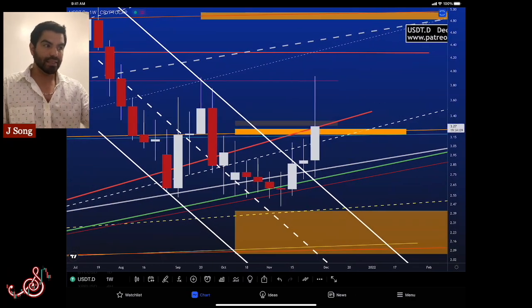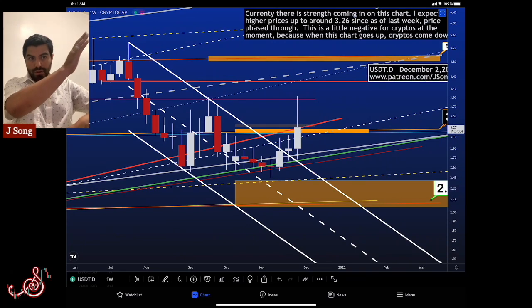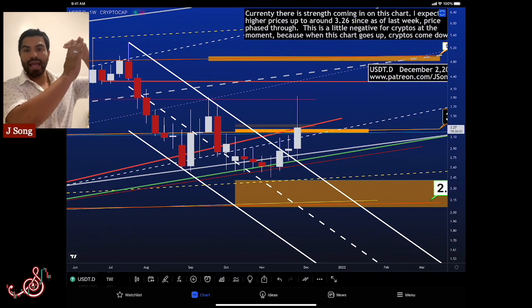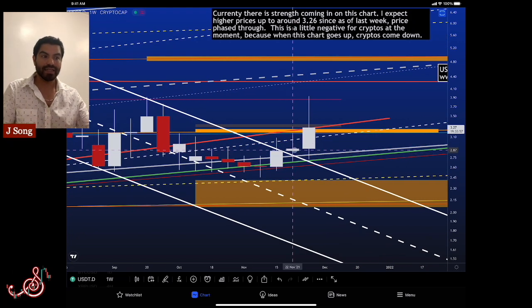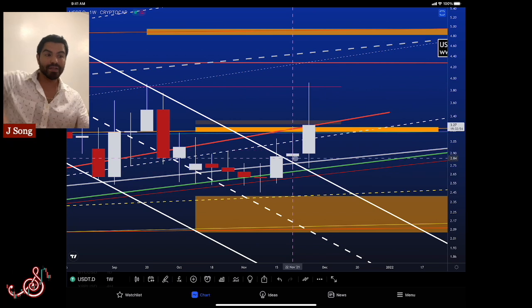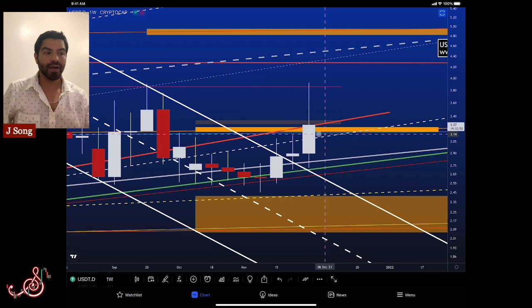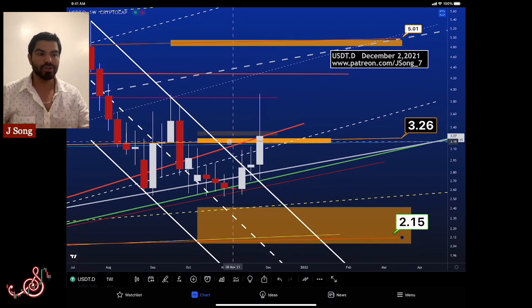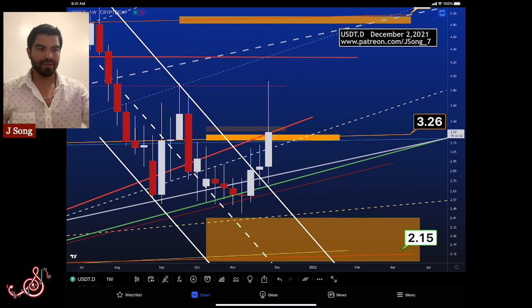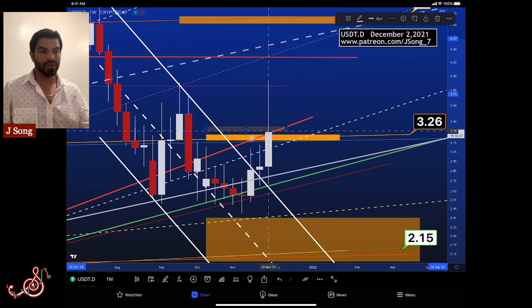Now, USDT.D, when this chart goes up, Bitcoin goes down. When this chart goes up, other cryptos like XRP go down. When we finally broke above here last week, I posted this chart and put an arrow going up saying, hey guys, we're going up, and I think we're going up to here, which was $3.26 because there's a sword cut right there. And look what happened. I had these other levels here. You have them all. You have the next angles.